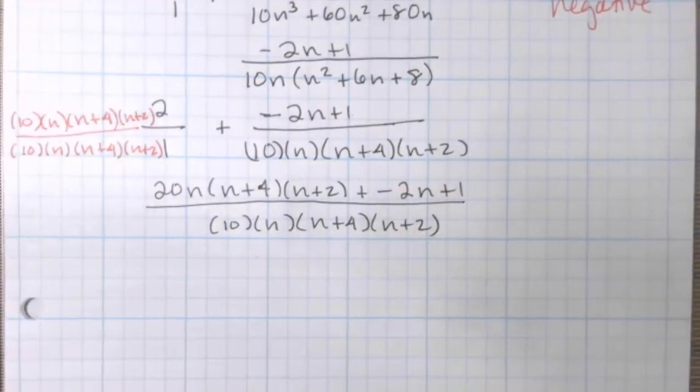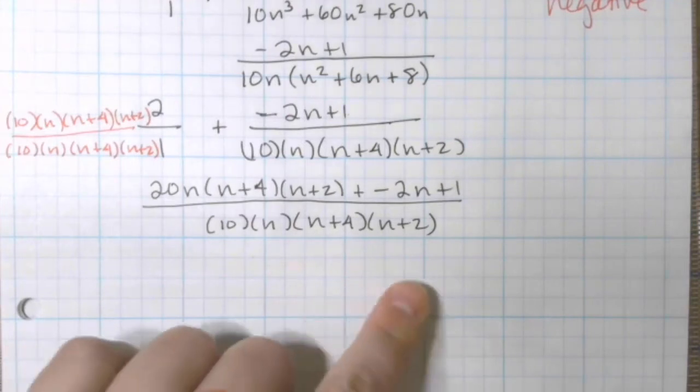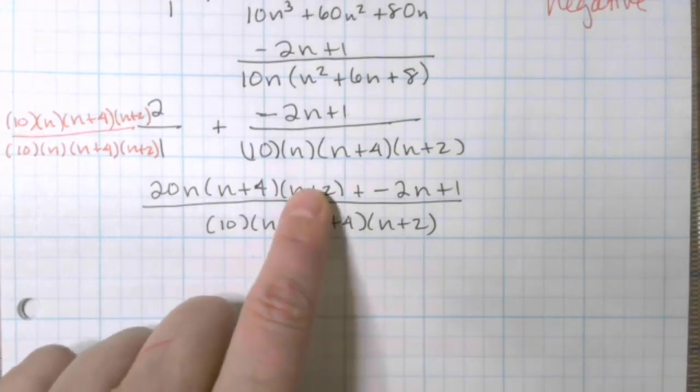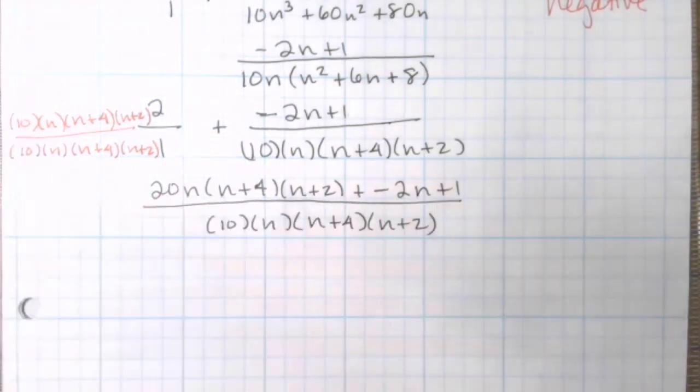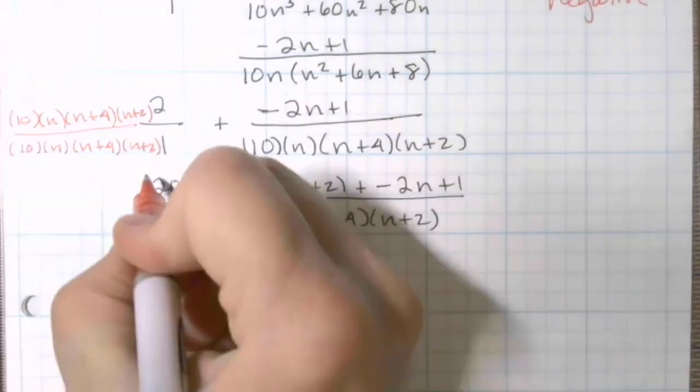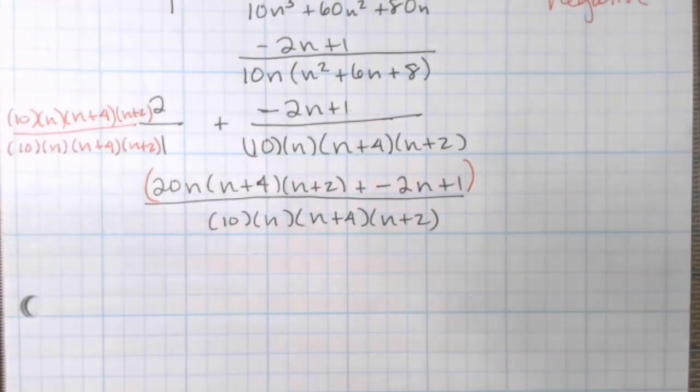Now, sometimes people get wild and crazy and they want to start to divide out these factors. The problem is with this plus, this whole thing is one big ugly expression, and you can't cancel pieces of it. It's an all or nothing thing.